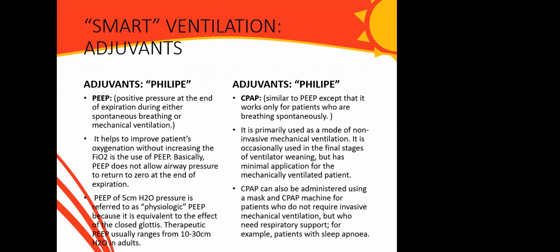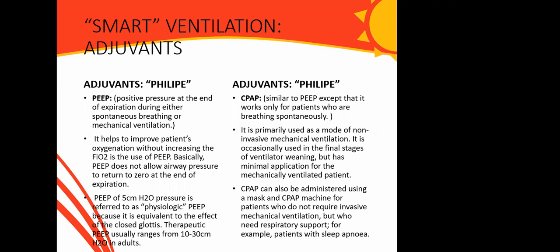P stands for PEEP, A stands for high flow, all right? I stands for inhaled nitric oxide or independent lung ventilation. L stands for low volume, all right? I stands for inverse ratio ventilation. P stands for prone positioning, and E stands for ECMO.